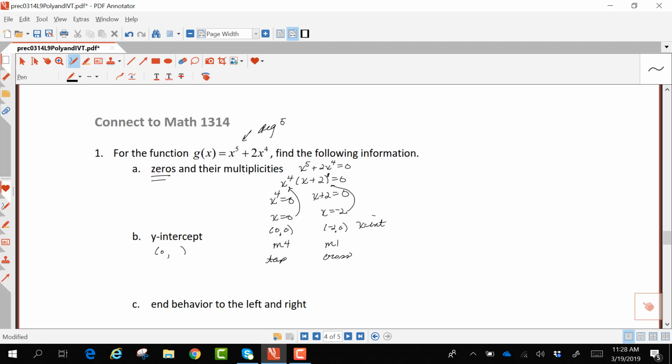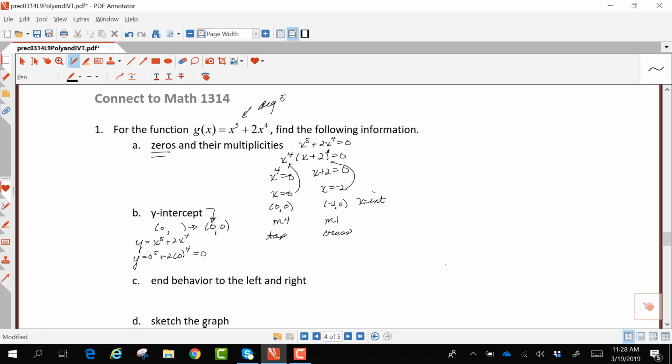Part B asks for the y-intercept. The y-intercept is the point which occurs when the x value is 0. So returning to my original polynomial, if I replace my x values with 0, I will determine that the y value will also be 0 at this point. So the y-intercept is the point 0, 0, also the origin.